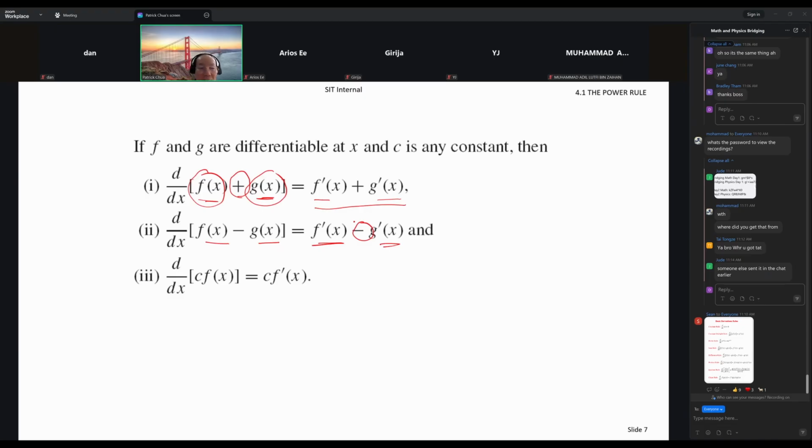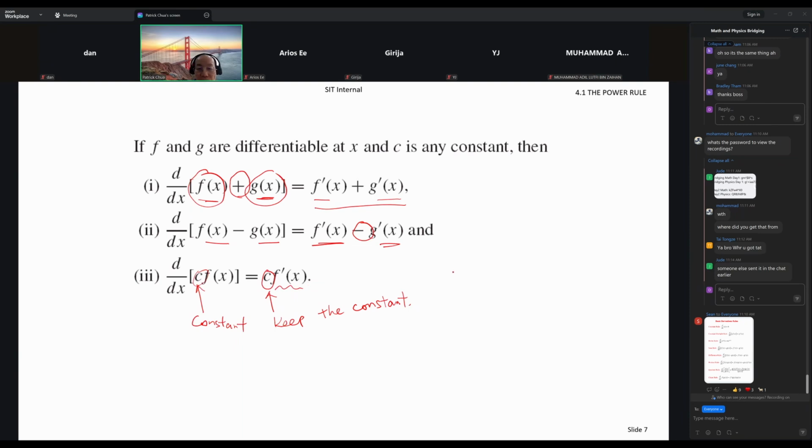Okay, and then what if you have a function that is multiplied by a constant? This is a constant, any number constant. Could be 3, could be 20, or whatever, a constant c times a function. Then what you do when you differentiate, you keep the constant. Don't go and differentiate a constant. Keep the constant as it is. Don't touch it. You only differentiate the function.